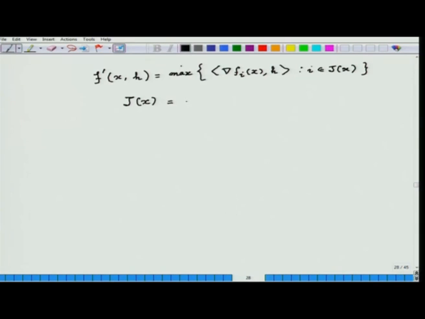J of x is the set of all indexes i from 1 to m. Among those indexes, find the one such that f_i(x) is equal to f(x), because if you put in an x, there would be at least one function for which the maximum value is attained, because we just have a finite number of functions. There could be more than one. So, for a given x, there could be two indexes here or four indexes. For another x, there would be only one index. So, it all depends on the choice of your x, so we have to make this set depend on x. This is called the indexing set or index set.